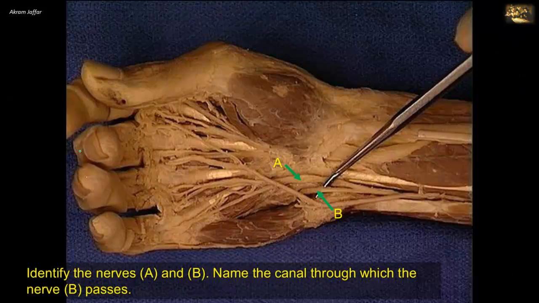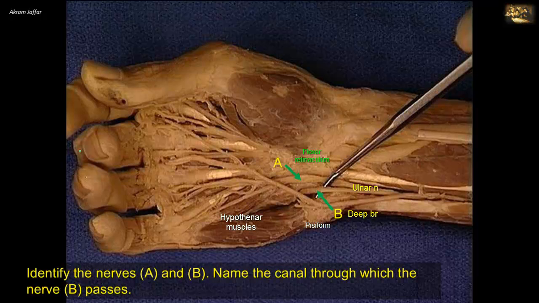Identify the nerves A and B. Name the canal through which the nerve B passes. This is the ulnar nerve. It enters the palm on the ulnar side, lateral to the pisiform bone and superficial to the flexor retinaculum. The ulnar nerve divides into superficial and deep branches. The deep branch supplies hypothenar muscles as it passes deeply through them.